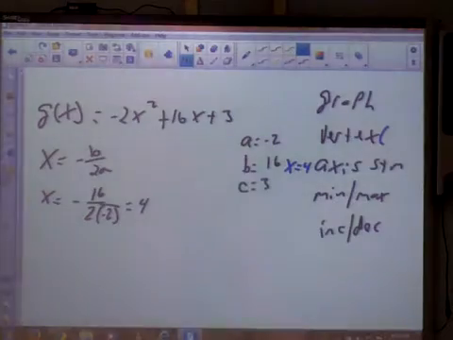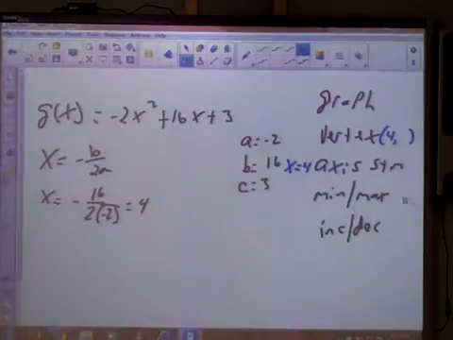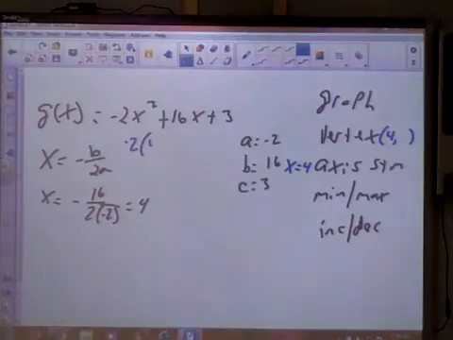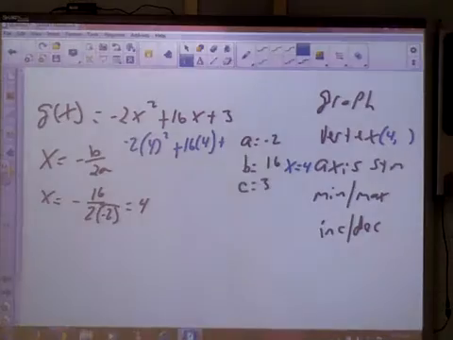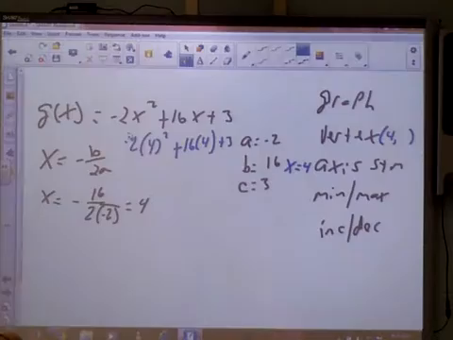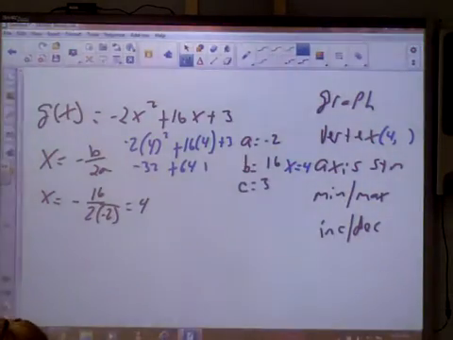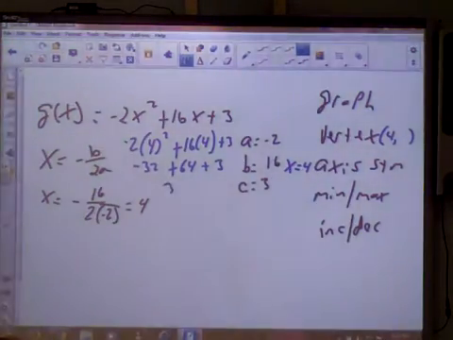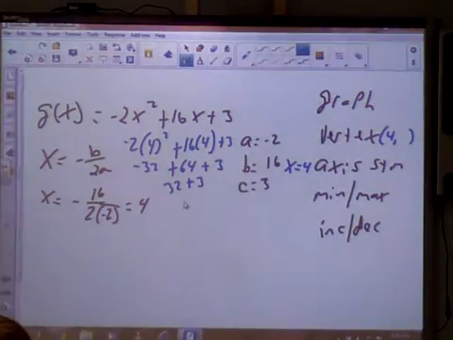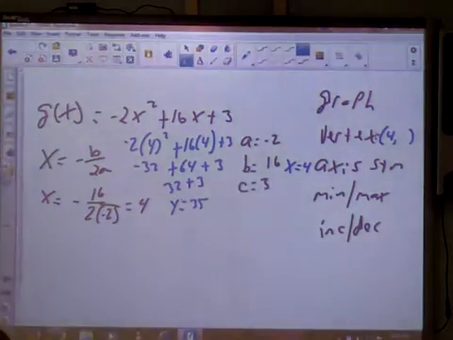So my vertex is going to be 4 comma something. How do I get the comma something? Plug that x in. Take the 4, plug it in up there and solve. So it's going to be negative 2 times 4 squared plus 16 times 4 plus 3. Okay, do your power first. 4 squared is 16. 16 times negative 2 is negative 32. 16 times 4 is 64. Negative 32 plus 64 is 32. So that gets me a y of 35.